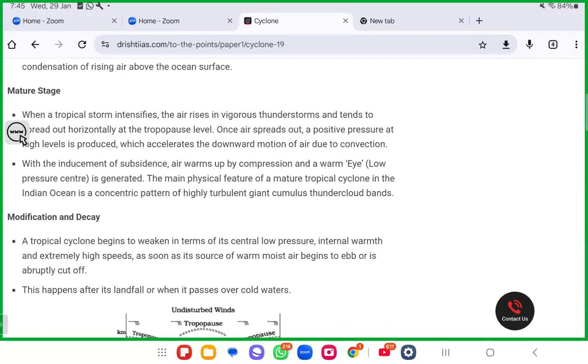See, you go through the mature stage, second point. Okay, with the inducement of subsidence, air warms up by compression and a warm eye, low pressure center is generated. The main physical feature of a major tropical cyclone in the Indian Ocean is a concentric pattern of highly turbulent giant cumulus thunderclouds bands.